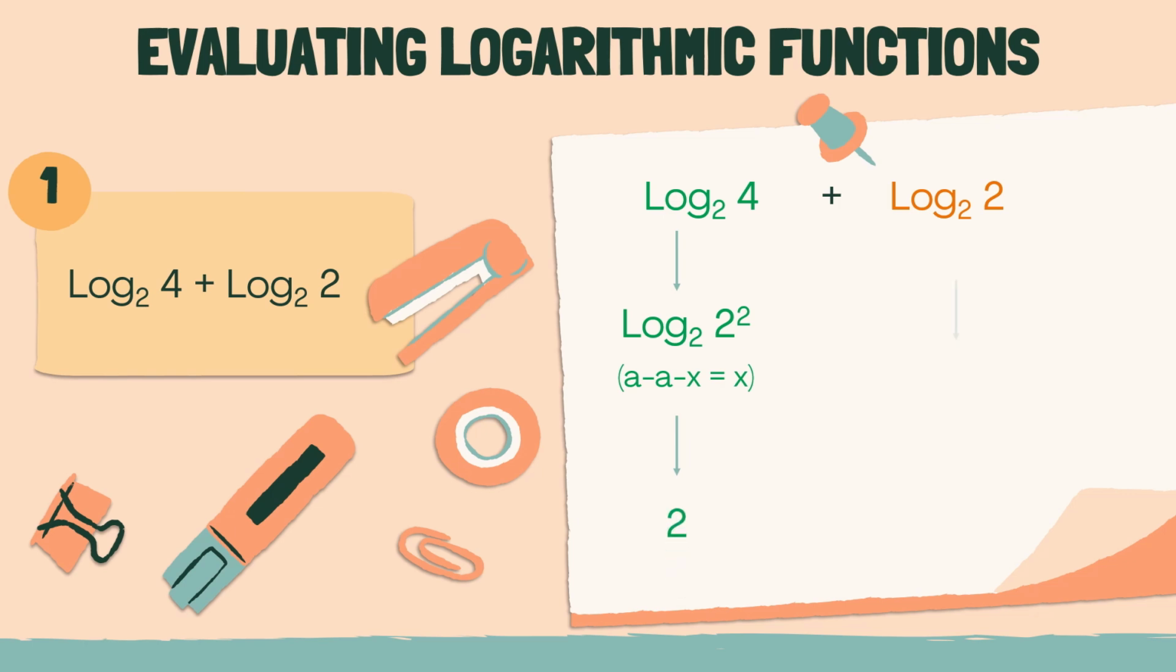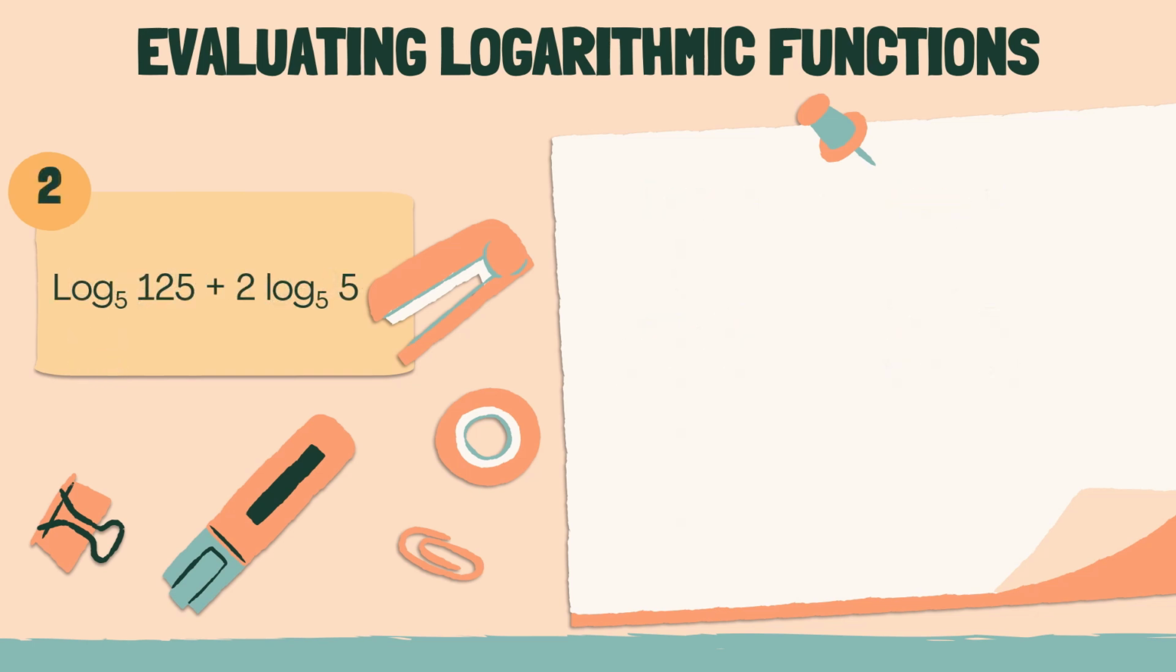And now for log base 2 of 2, if there is no exponent present beside the number, and if the number is not a perfect square, the exponent is equal to 1. Applying the a^(log_a x) = x technique again, the answer will be 1. And so, adding the evaluated answers of log base 2 of 4 and log base 2 of 2, which are 2 and 1, the final answer will be 3.